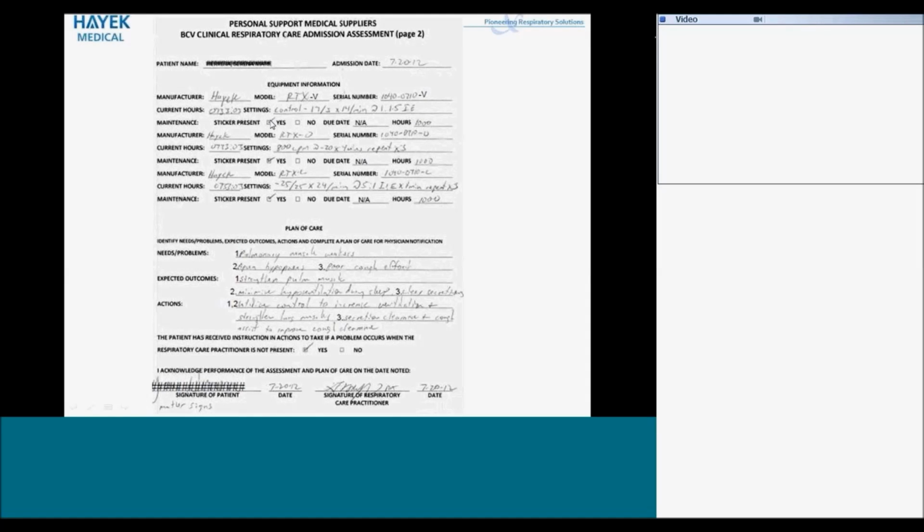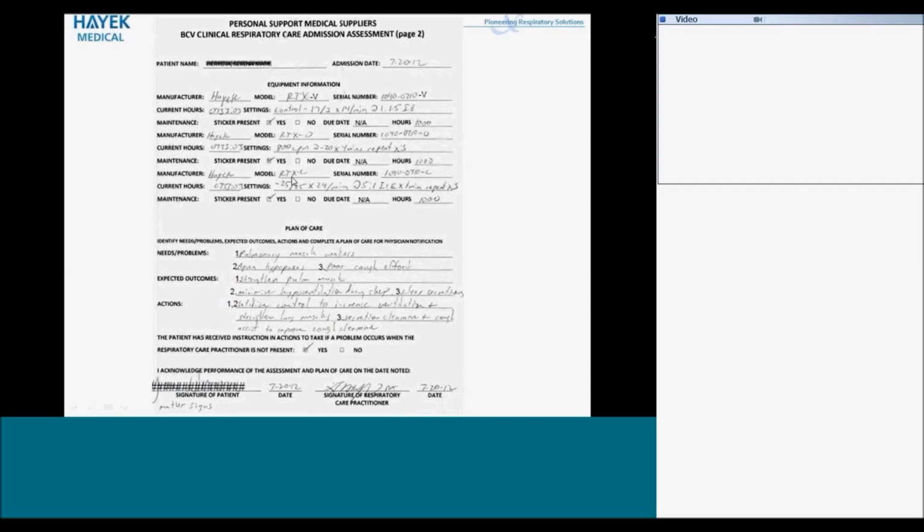There should be a maintenance sticker present, and the maintenance sticker can have a due date or hours. So usually it's going to be hours, so note the hours for the next due maintenance. And then you'll have the RTX-O for the oscillation mode. There's a separate order for that, and it's treated as a separate device. And then we have the serial number, -O for oscillation. The hours are going to be the same. The setting for the oscillation phase, then sticker and hours are going to be the same.